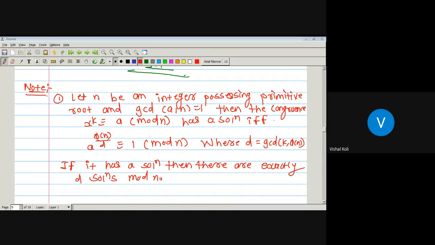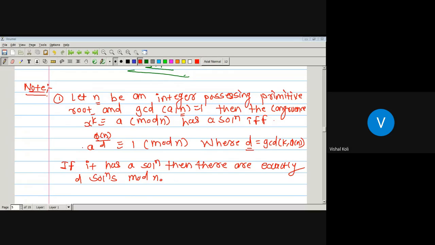Okay, so here we have given one integer n which possesses a primitive root. It means it has some primitive root r, and a be any integer which is relatively prime to n. Then the congruence of the form x to the power k congruent to a modulo n has a solution if and only if a to the power phi of n upon d is congruent to 1 modulo n, where d is nothing but the GCD of k and phi of n. And if it has a solution, then there are exactly d solutions modulo n. If there is no solution, then there is no problem. But if it has a solution, then they are d in number.